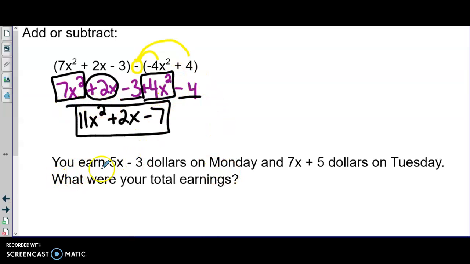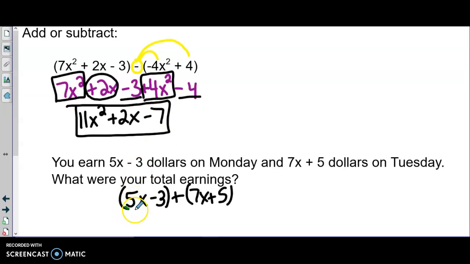The next one says you earn 5x - $3 on Monday and 7x + $5 on Tuesday. What were your total earnings? So since we want the total, we're just going to take those two things and we're going to add them together. So I'm taking my first day and my second day, and I'm adding them.